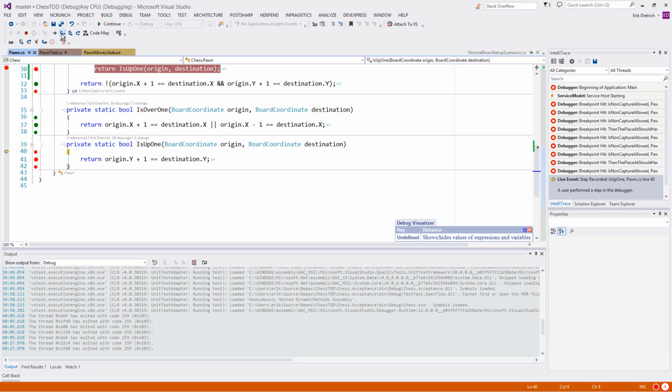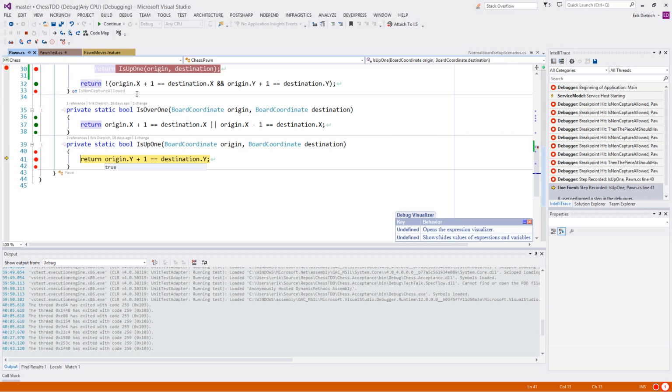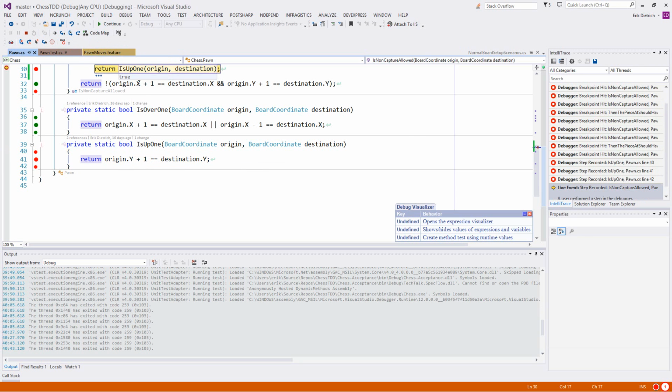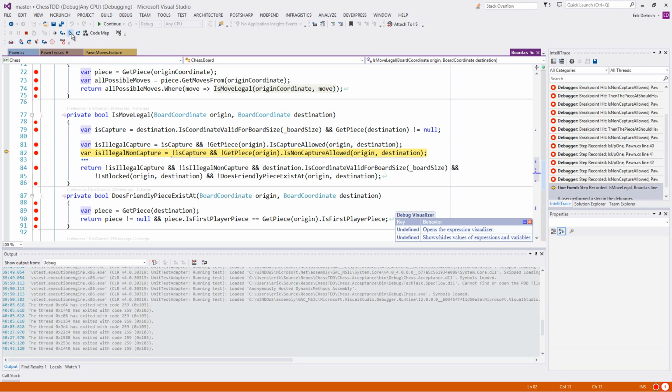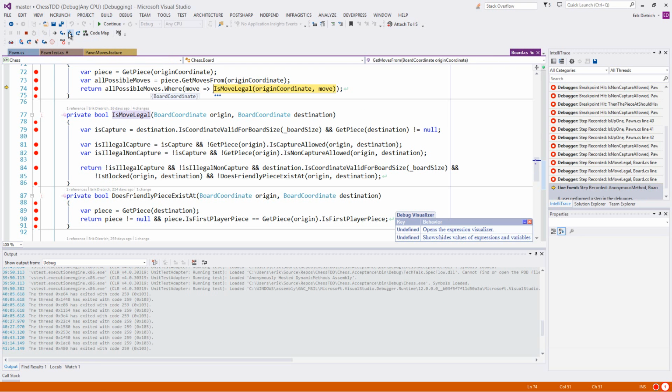Okay, so this seems right. If the origin is 1-3 and the destination is 1-4 and I've moved, what's the problem here? Is up 1? Yeah, that looks right. And as you watch me struggle a little here, this is why sometimes I'll go into the unit mode to really tease things out, because when you drive from acceptance tests, especially when there's a lot of code that exists, it's good because you're putting into place real world scenarios, but there's a lot of stuff going on. Whereas when you're at the unit level, you can be a lot more focused.